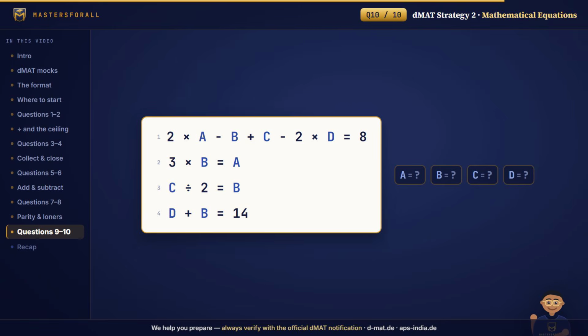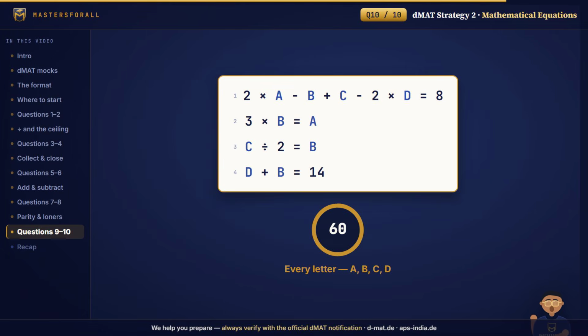Last one. Everything from today and one trap I have not shown you yet. Find A, B, C, and D.